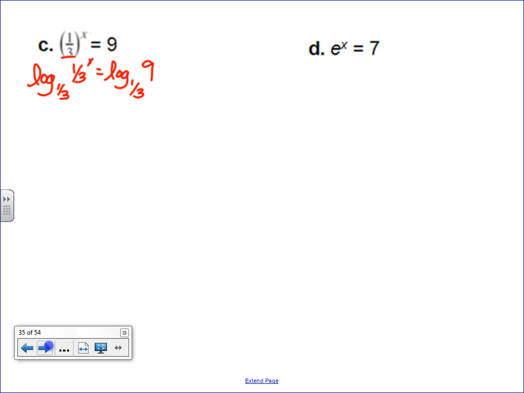Well, it's not wrong, right? And what is log base 1/3 of 1/3? X. And log base 1/3. Is this an answer? Yes. Is it simplified? No. Well then, what else could we do?